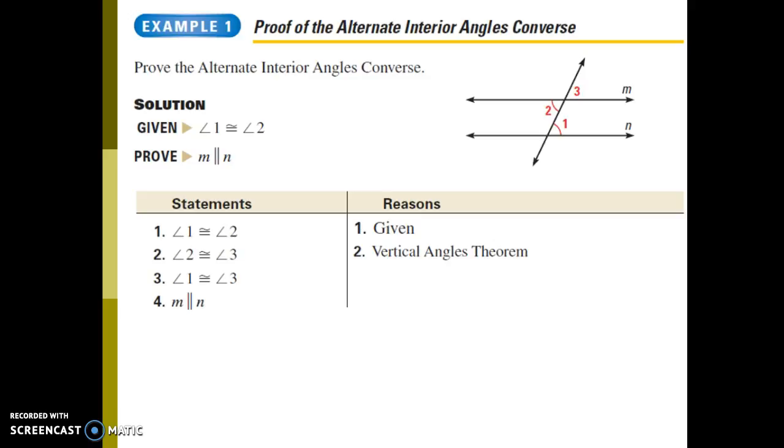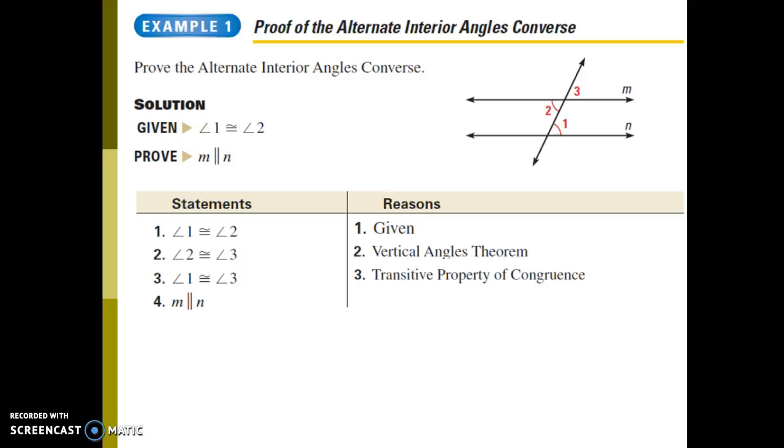Next, we're going to use our property. If we look at statements 1 and 2, in statement 1, I have angle 1 is congruent to angle 2. Then I have angle 2 is congruent to angle 3. Therefore, I can assume angle 1 is congruent to angle 3, which will be my transitive property.